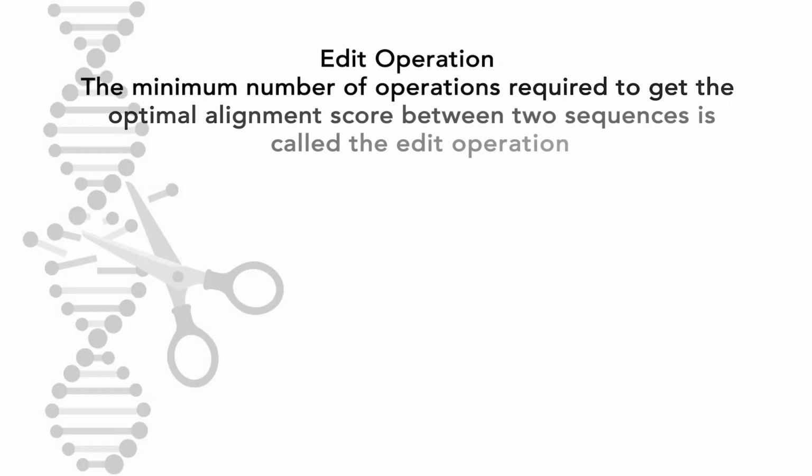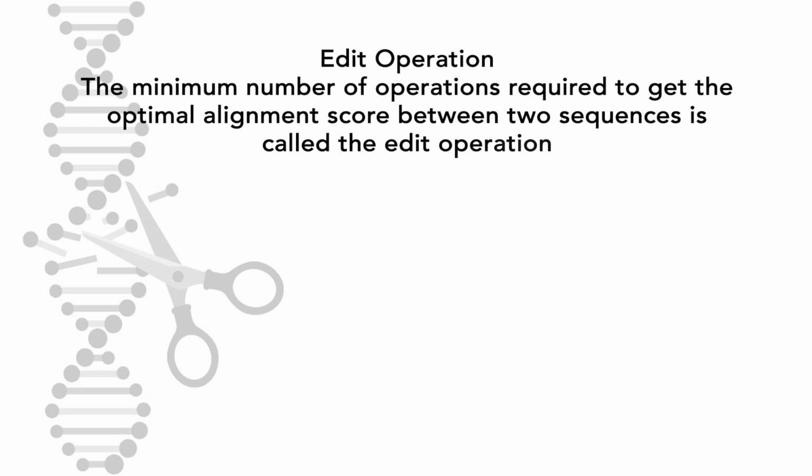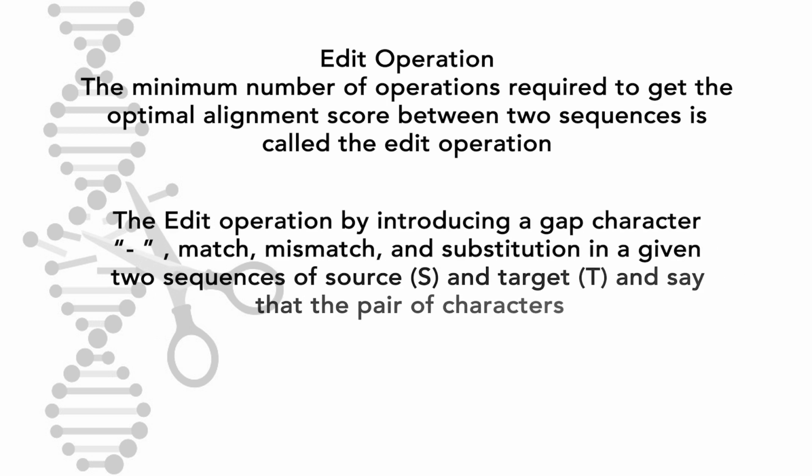So, while performing this Hamming distance, one has to also understand about the edit operations. What are the edit operations? The minimum number of operations required to get the optimal alignment score between two sequences is called the edit operation. So, the edit operation works by introducing a gap character, match, mismatch and substitution in given two sequences of source and target, and we say these are pairs of characters.